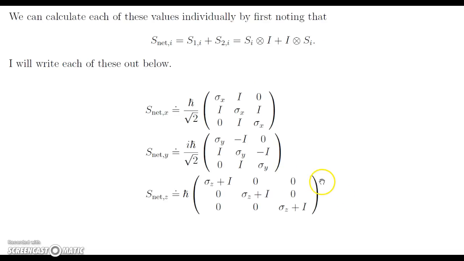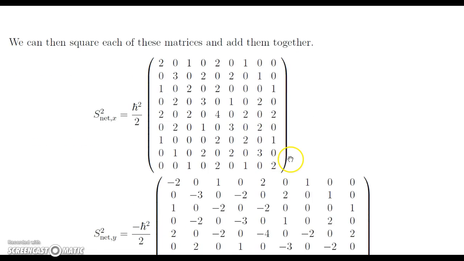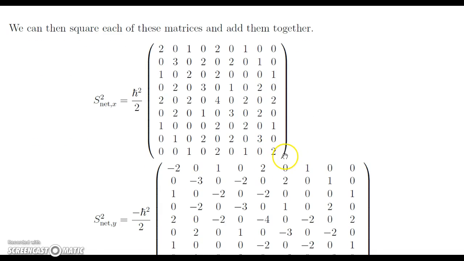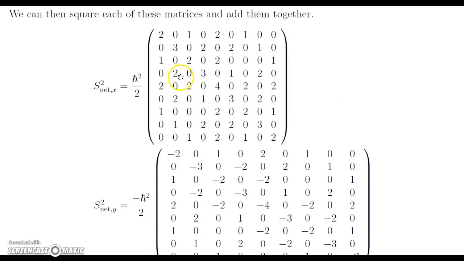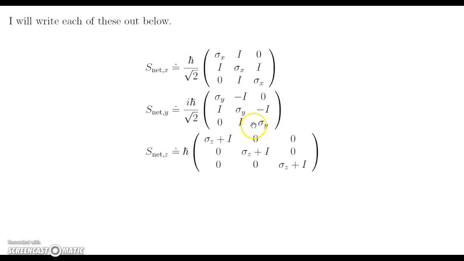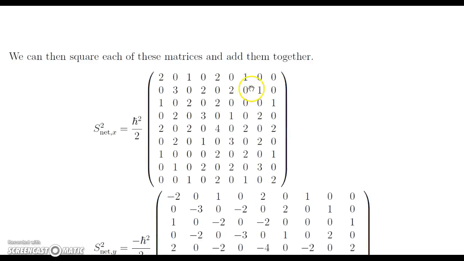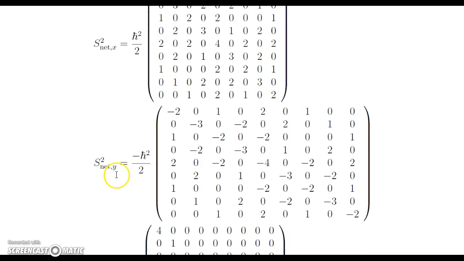Now that we have this, we can square each of these and add them together to get our final matrix as we desire. This gets a little messy, but I have written out the following squared matrices, which I did using computer software. We have S net x squared, which is equal to h bar squared times this following matrix. You'll notice it is symmetric, which is a good thing. Each of the following are going to be symmetric as well, but due to the negatives and how closely related these two matrices are, we expect to get something similar for S net y squared. And we get the negative here because we had an i squared.